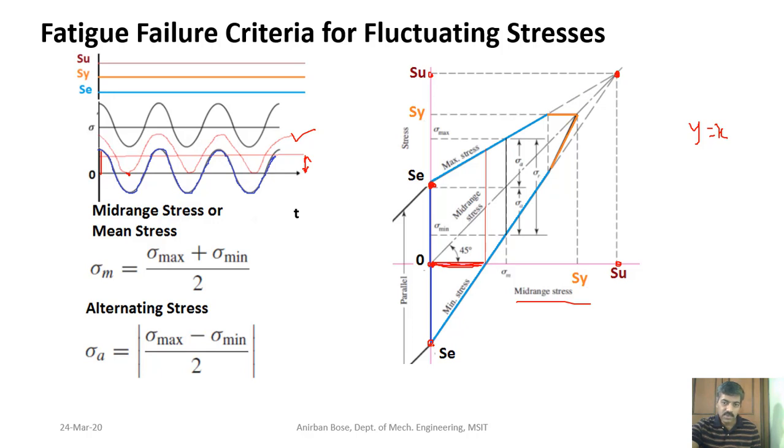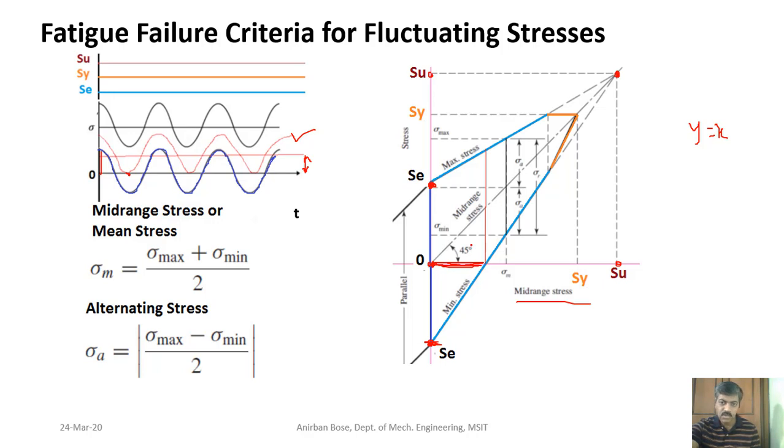here you can see, if you join this point, the minimum stress for this purple one, and this one is the maximum stress. If you join these two lines, those two lines are basically the blue colored lines, they are going to be the maximum and minimum stress corresponding to other kinds of fluctuating stress. Okay, so this is Goodman's idea.